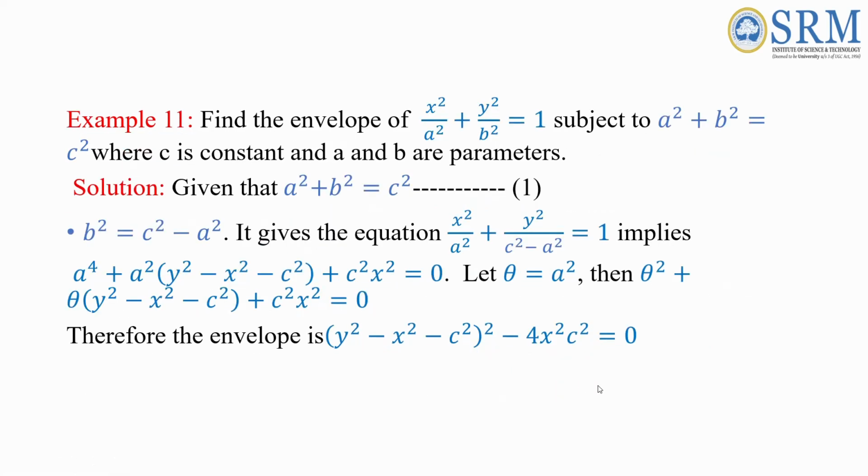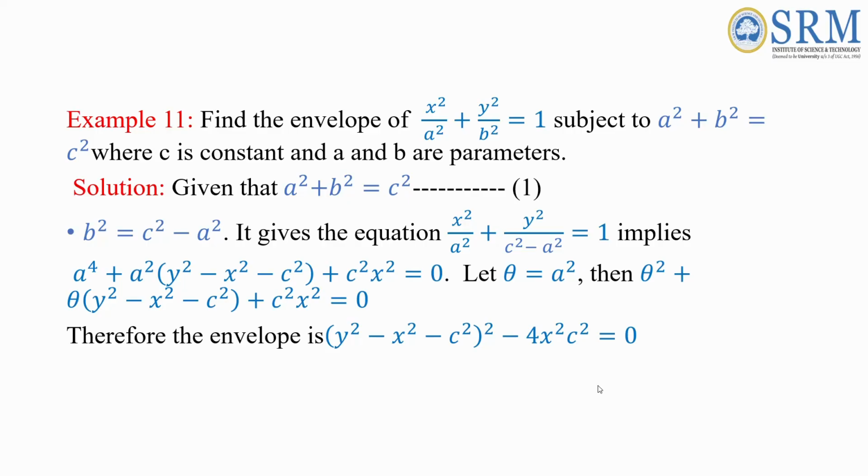Next, find the envelope of the ellipse given by x²/a² + y²/b² = 1, subject to the two parameters a and b having the relation a² + b² = c², where c is a constant, whereas a and b are parameters. For this type of problem, they will give the condition among the parameters. So use the condition and rewrite one of the parameters in terms of the other. Therefore, the two parameter family of curves becomes a one parameter family, and apply the previous procedure.